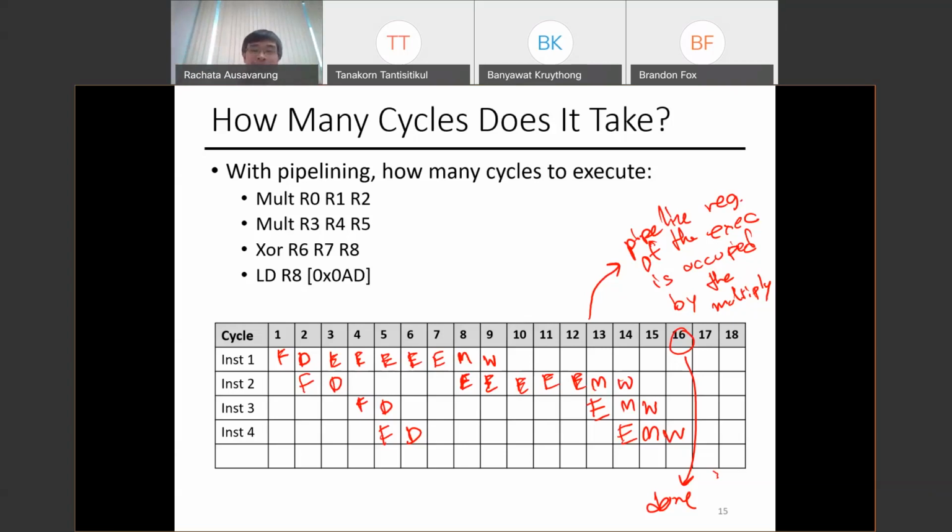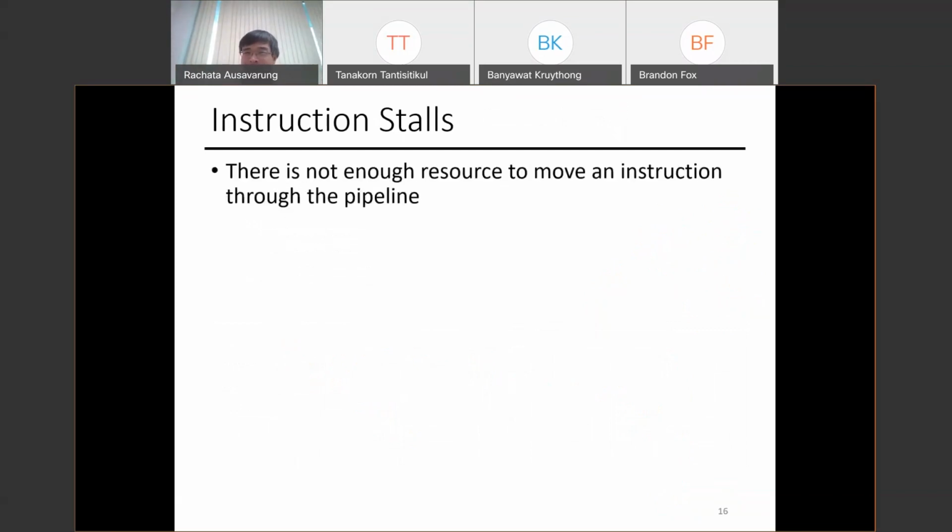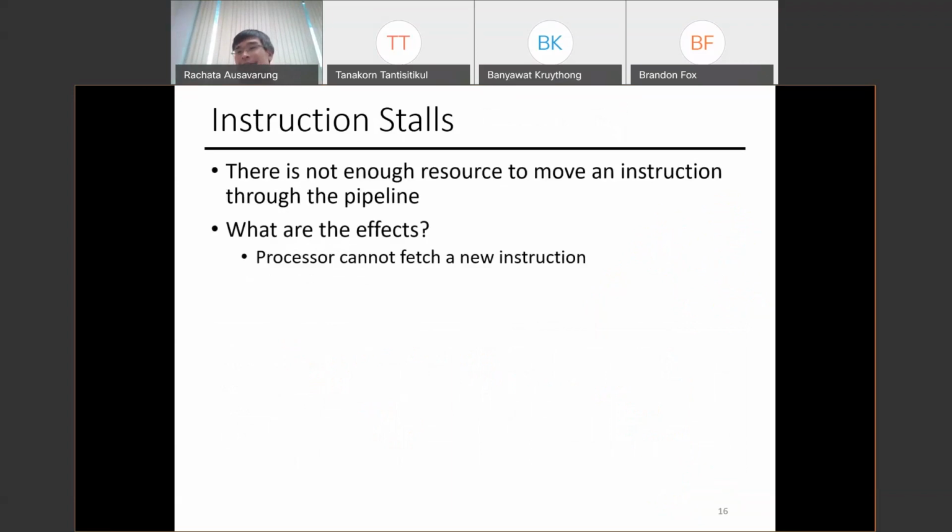Okay, yeah. So there are multiple things you can do. Dealing with what we call this empty cycle, where I can't do anything, we call this instruction stall. What does instruction stall mean? It means that I don't have the resource to move instruction through the pipeline. The earlier example, I don't have enough multiplier, I don't have enough pipeline register, so I have to stall. The effect is I can't fetch new instruction. If I can fetch new instruction, I cannot move it through the pipeline, so it's going to be slower, right?